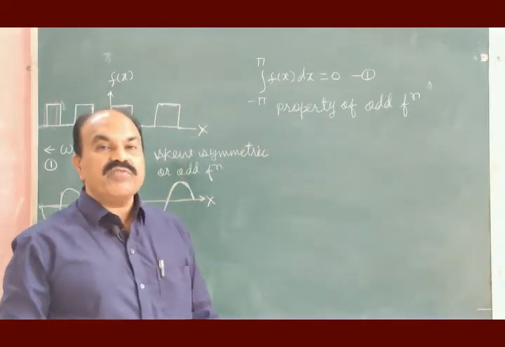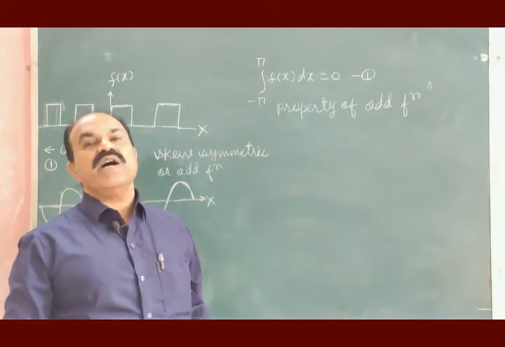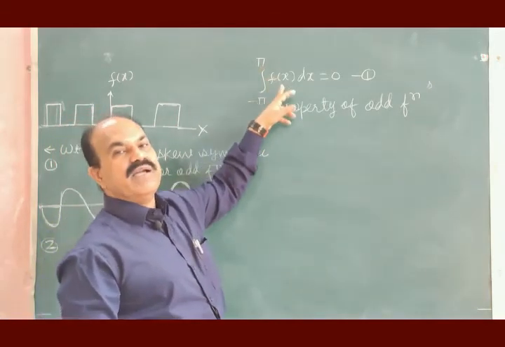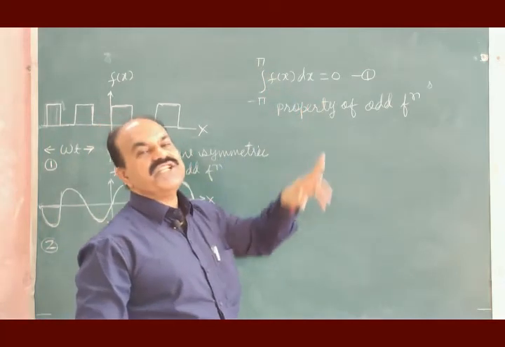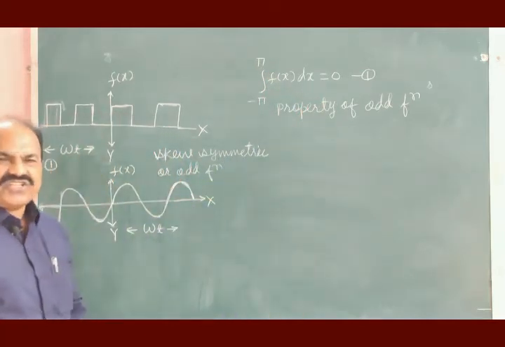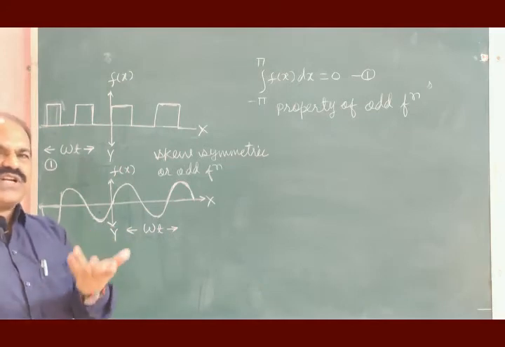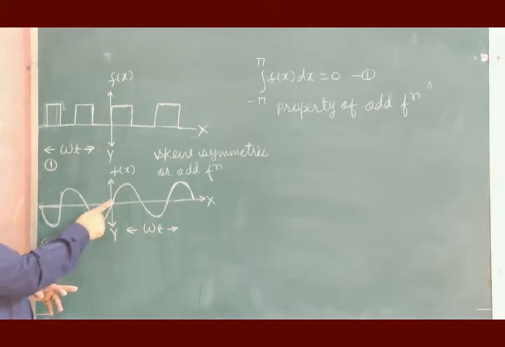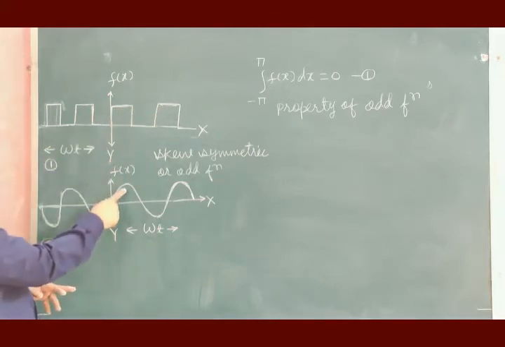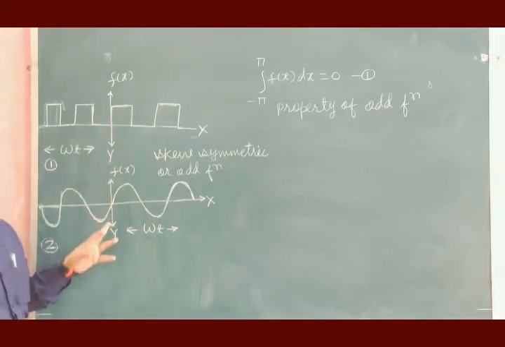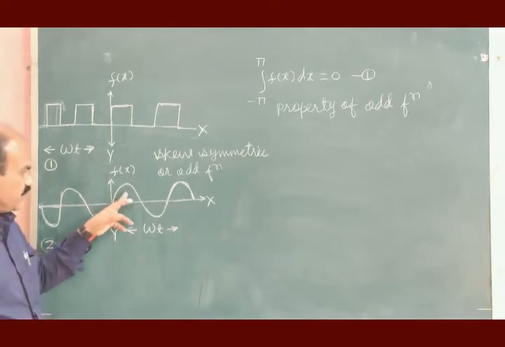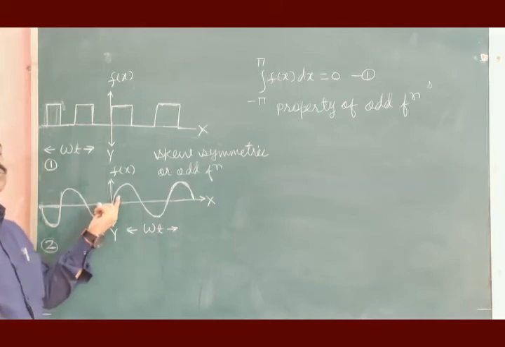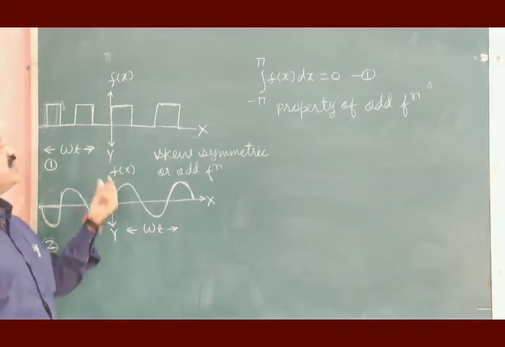What is the property of an odd function? If f of x is odd and we consider the integration from minus pi to pi of this function, this integration will come to 0. Integration is what? Summation of a continuous function. If you add this and this, that is, if you integrate this way, this is plus, this is minus, both are identical. These two are exactly identical, not symmetric. If we add these two, the summation of these two will be 0.